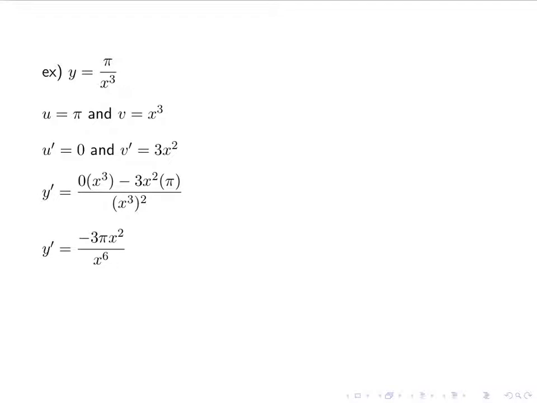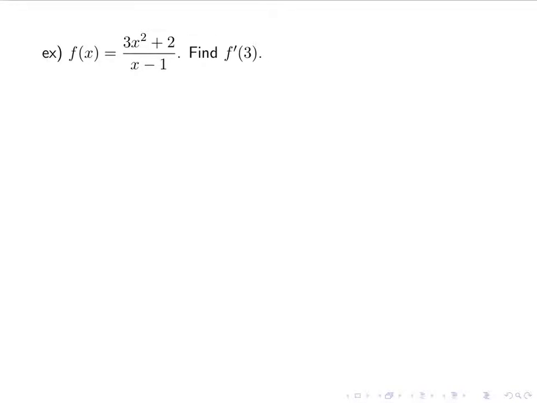I can get rid of the 0 times x cubed, I don't need it. So I get negative 3 pi x squared divided by, remember when you're squaring something that's already raised to a power, you multiply the powers. So x cubed squared is x to the 6th. And then we're going to simplify this, because I can get rid of an x squared on the top and the bottom. So I get negative 3 pi over x to the 4th.